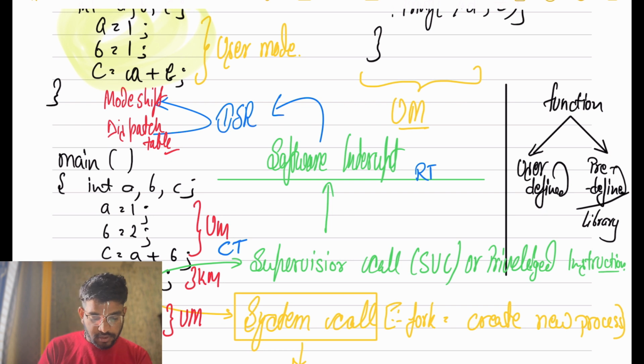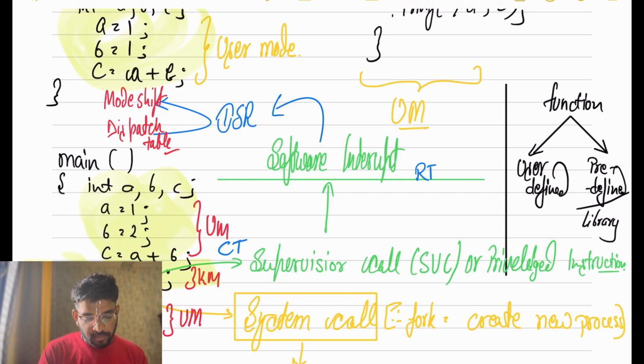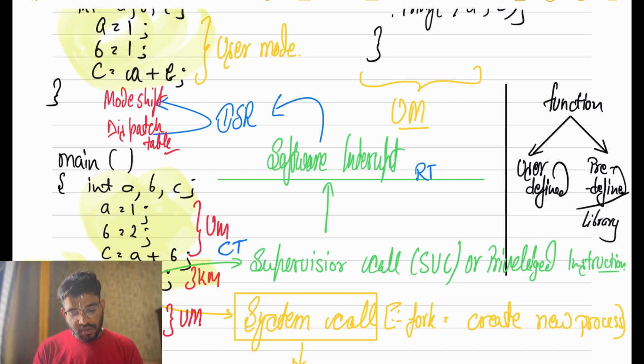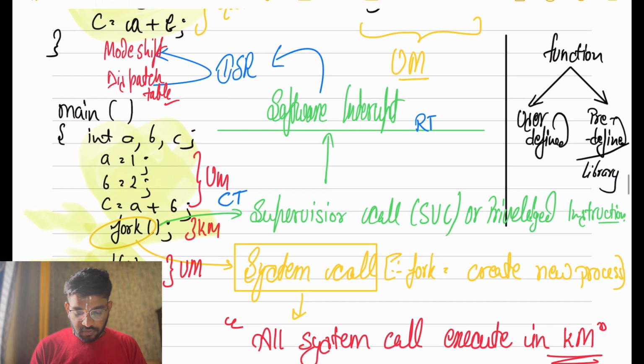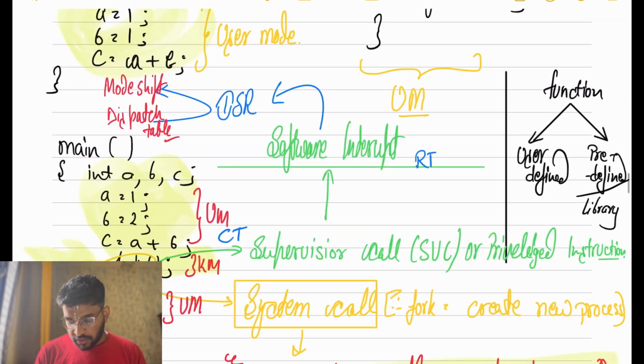Within a program there can also be a switch between user mode and kernel mode. Initially, the program requires only user mode, but fork is a system call, and to execute fork the system needs to be in kernel mode. Therefore, a mode switch takes place here, and then to execute another function the system has to go back into user mode. So all system calls execute in kernel mode.